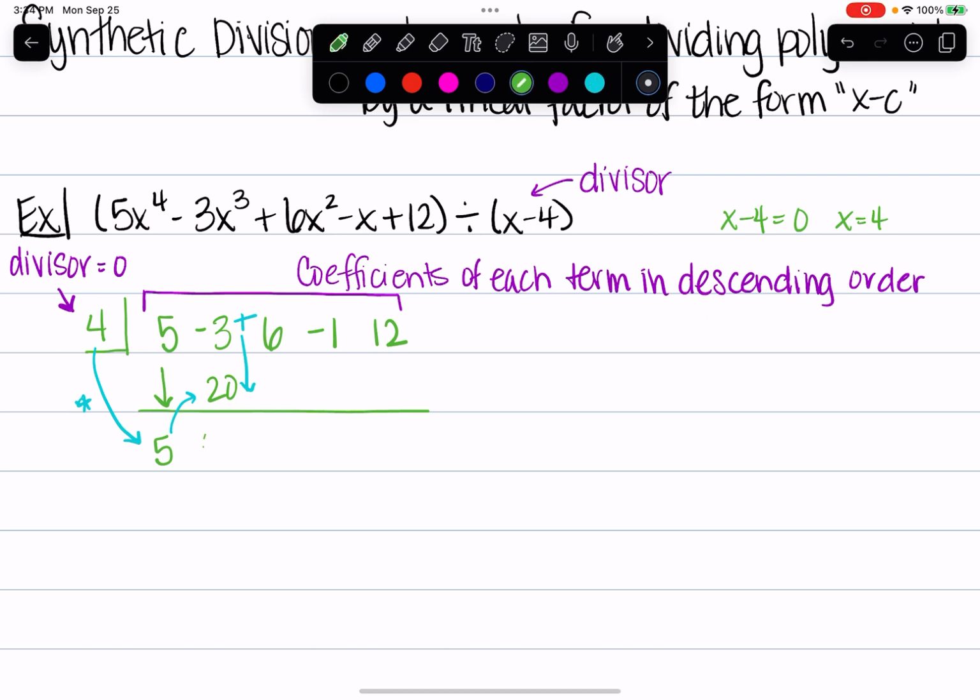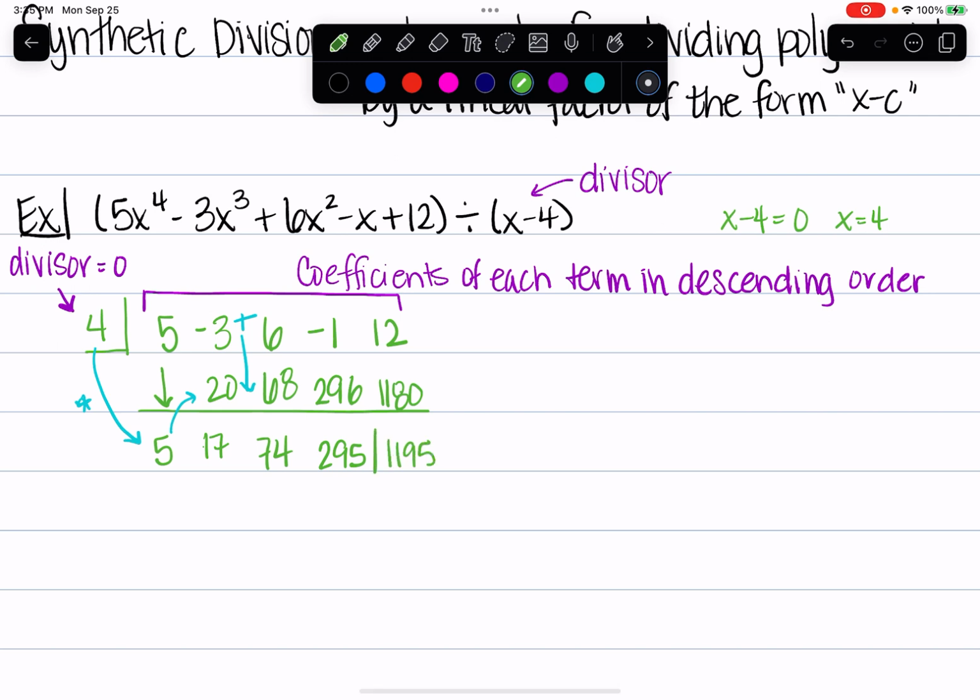So that is going to be 17. 4 times 17 is 68, and 68 plus 6 is 74. And 4 times 74 is 296. -1 plus 296 is 295. And then 4 times 295 is 1180. And then 1180 plus 12 is 1195.